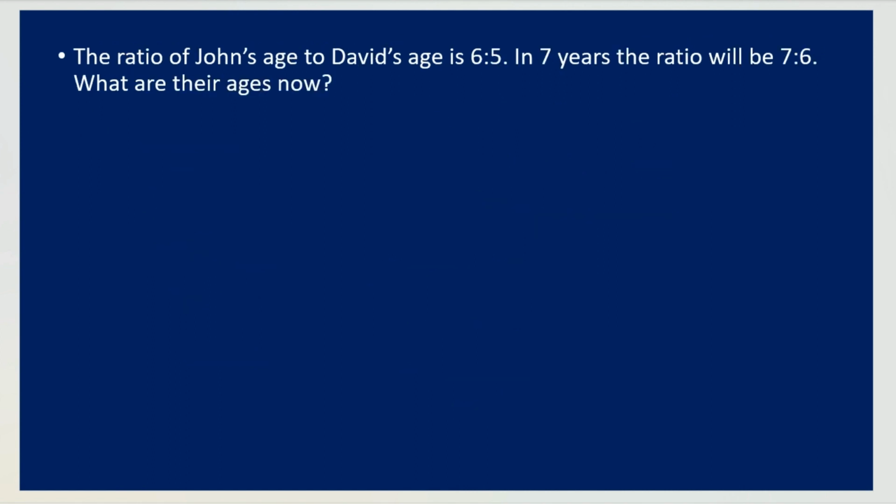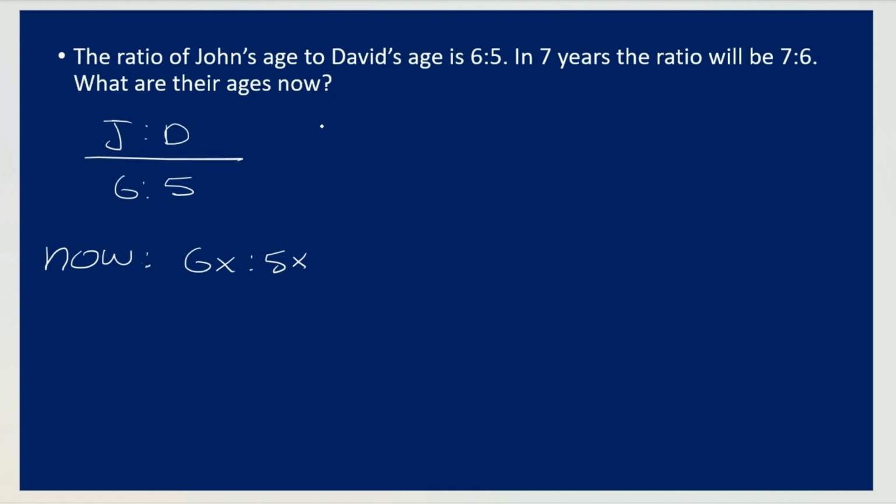Now moving on to question 4. The ratio of John's age to David's age is 6 to 5. In 7 years, the ratio will be 7 to 6. What are their ages now? Okay, so first let's just write this. John's age to David's age, and that is 6 to 5. So that's their ratio in simplest form. So now, to find their ages now, their ages are 6x to 5x in reality.